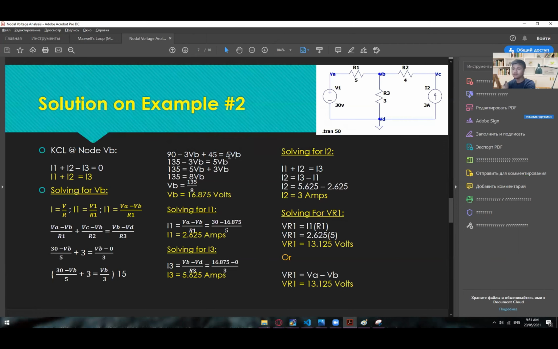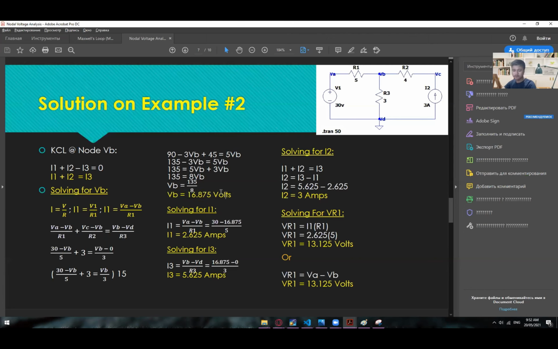From here, just add similar terms. So 90 plus 45 is 135, minus 3 VB is equal to 5 VB. Then we can transpose this to the other side so that we can add similar terms. So 135 is equal to 5 VB plus 3 VB, which is 135 is equal to 8 VB. From here, we can now solve the value of VB. So VB is equal to 135 divided by 8, which will give a result of 16.875 volts.